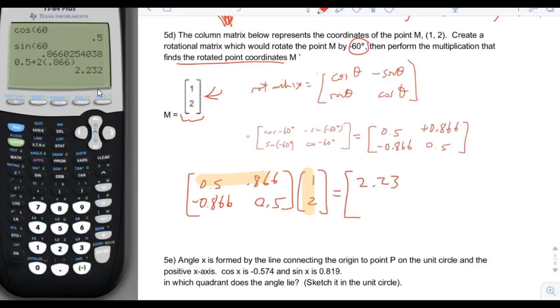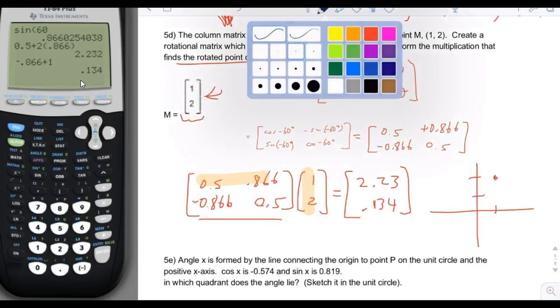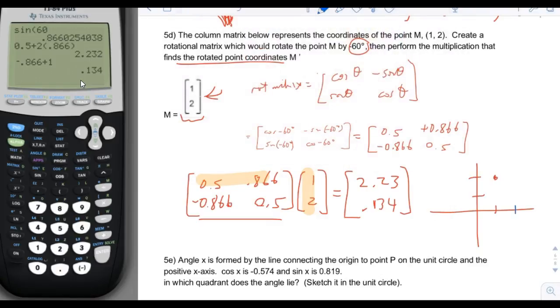The next one is going to be negative 0.866 times 1, plus 2 times 0.5, which is plus 1, which gives me 0.134. Okay. Now, if I drew this, I'm going to draw the original point, which is 1, 2. I'm going to put it there. And then I'm going to draw the new point, which is 2.23 and 0.134, like right there. Okay?